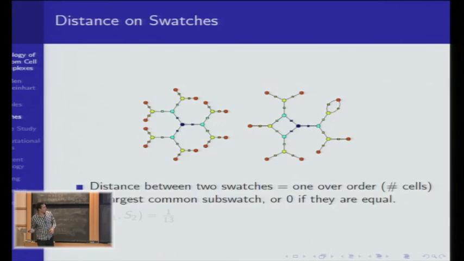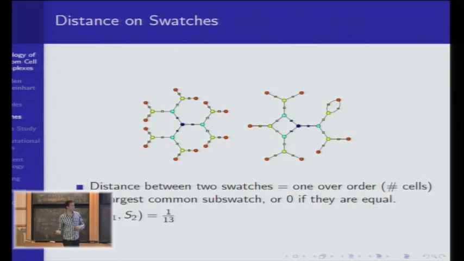Okay. So then the cloth provides a family of probability distributions which tell us about the local topology of our cell complex. So the idea is we're going to use this to define a distance on cell complexes. But before we can define a distance on cell complexes, we need a distance on swatches, a distance between local configurations. Okay, so we just chose a simple one: the distance between two swatches is 1 over the number of cells of the largest common subswatch, or 0 if they are equal.